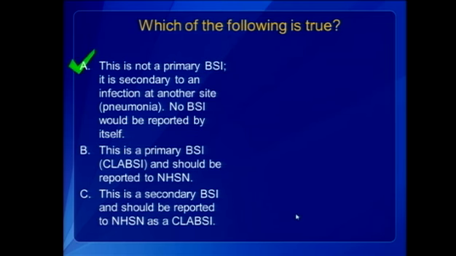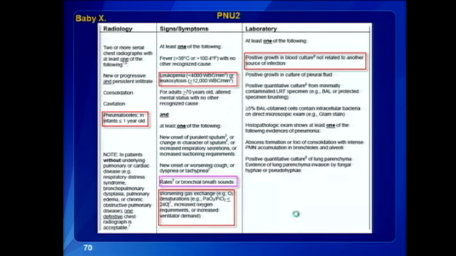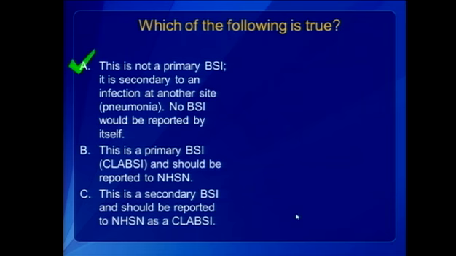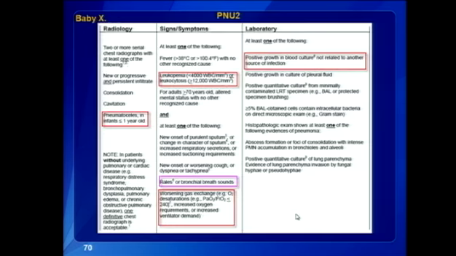The answer is that this is not a primary BSI. It's secondary to an infection at another site, pneumonia, and you would not report any separate BSI. Specifically, you can see here that the baby met criteria for pneumonia 2 with pneumatoceles, leukocytosis in this case, rales, and worsening gas exchange, and positive blood culture.